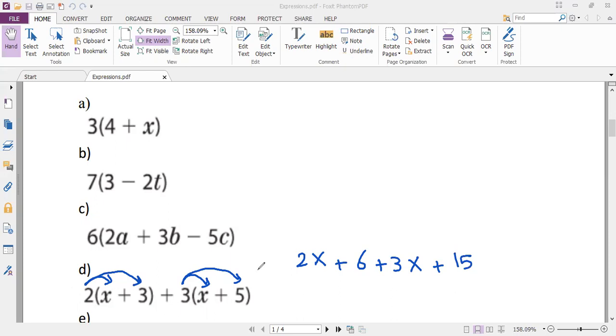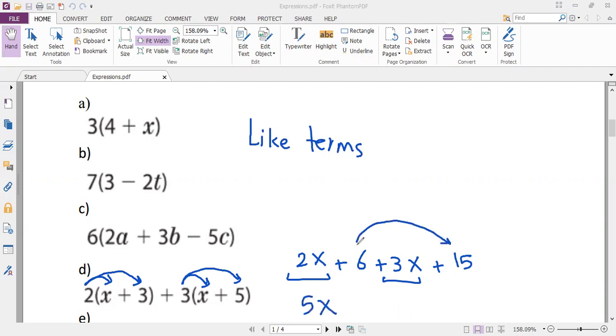And to simplify it, just collect like terms. We have 2x and 3x. When we combine them together, they are called like terms. Okay, 2x plus 3x equals 5x. And 6 plus 15 equals 21. So it's 5x plus 21. That's it.